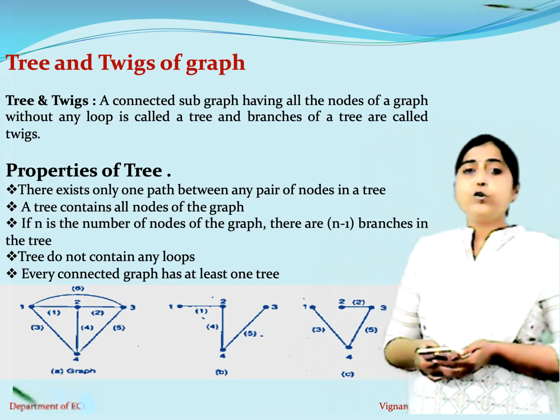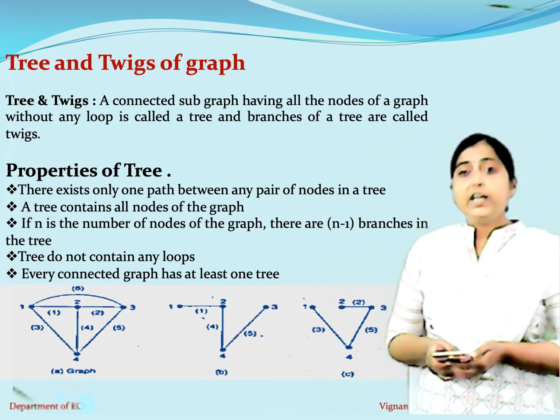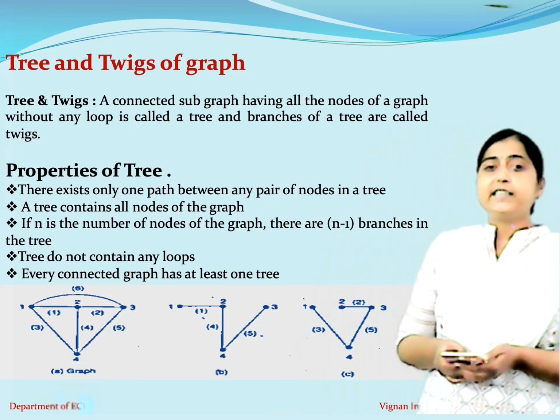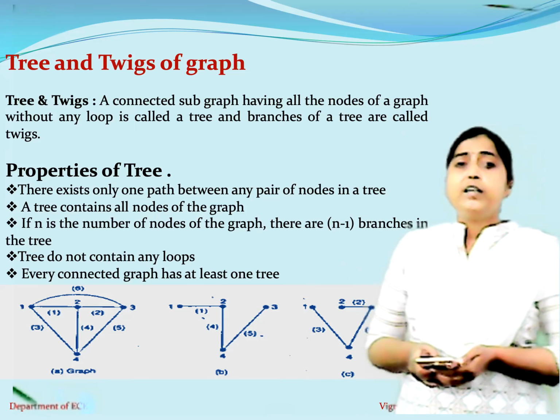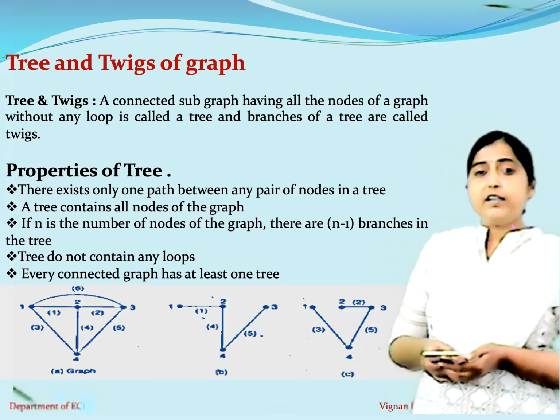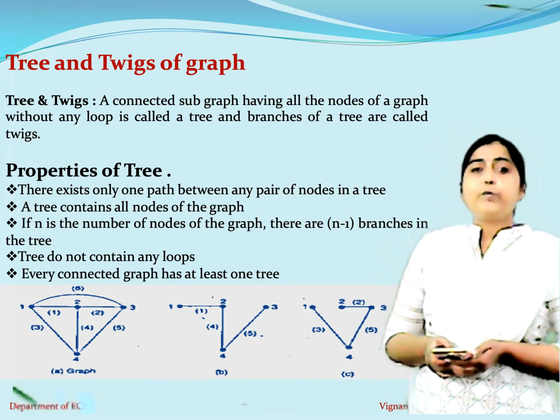Now, coming to the properties of a tree. A tree is very important. From the tree itself we will draw tie set and cut set schedules. Okay, the tree is important. So the first property of a tree.